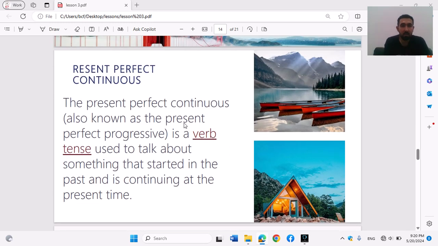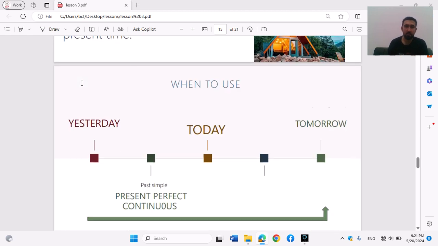Then we have present perfect continuous. The P is missing here, but it's present perfect continuous. We had present perfect, and this one is present perfect continuous. The present perfect continuous, also known as the present perfect progressive, is a verb tense used to talk about something that started in the past and is continuing at the present time. So it's not done, okay? It's not done, it's still continuous.